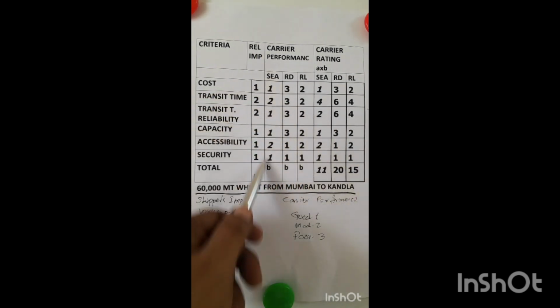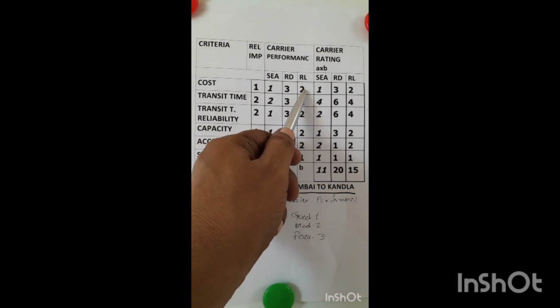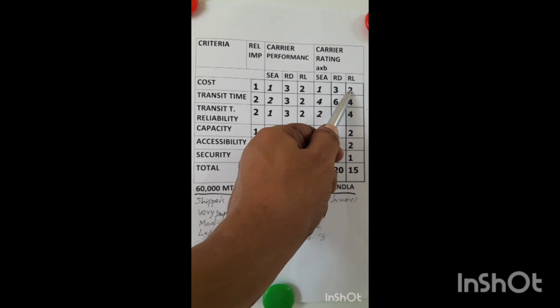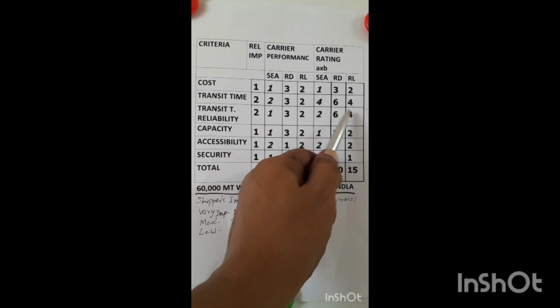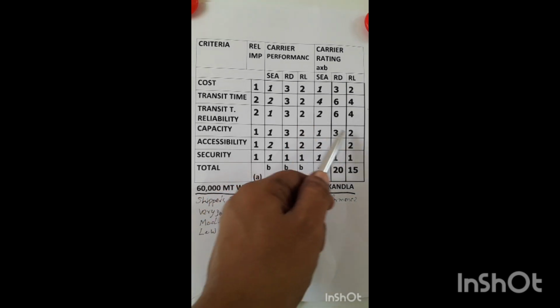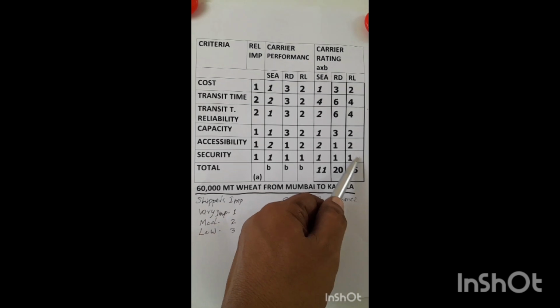Then for rail transport, that is the relative importance multiplied by carrier performance. 1 into 2 for the rail transport we get 2. 2 into 2 we get 4. 2 into 2 we get 4. 1 into 2 we get 2. 1 into 2, 2. 1 into 1, 1. Add them together, we get 15.